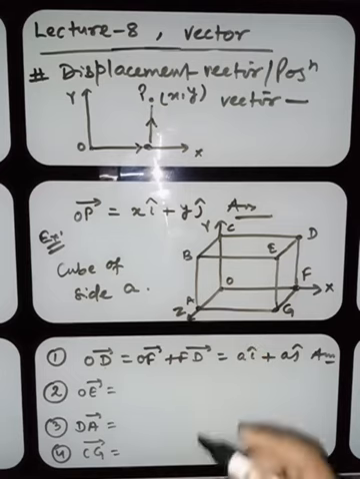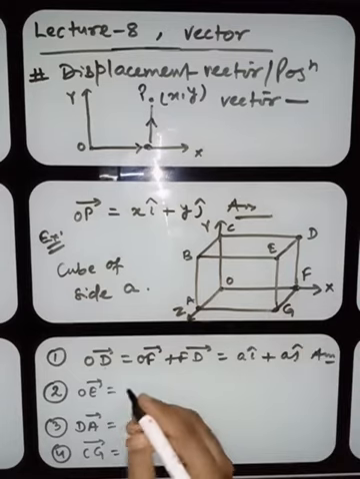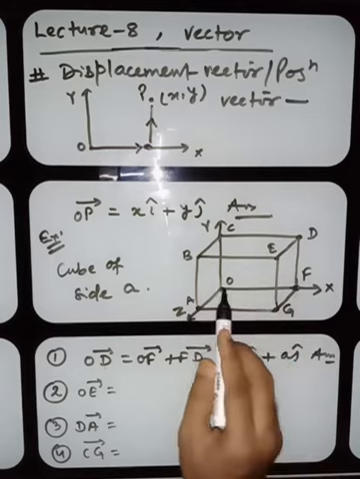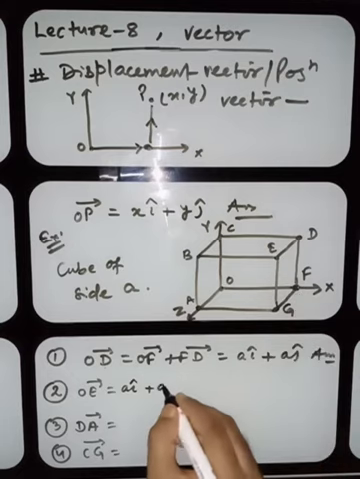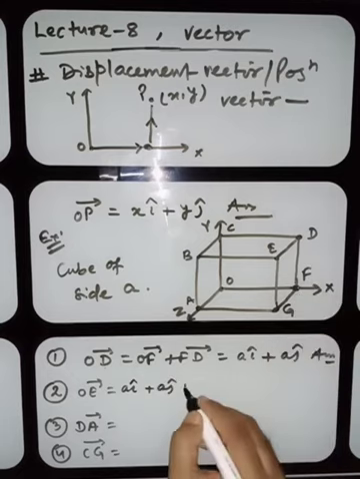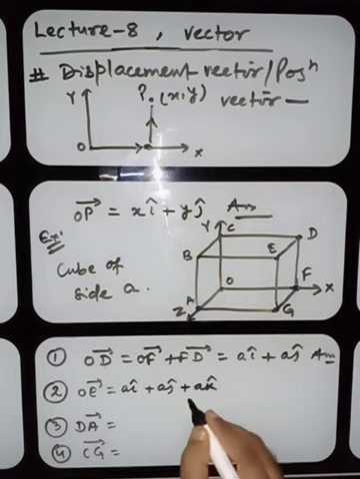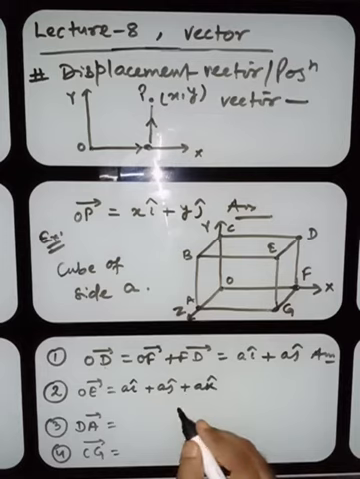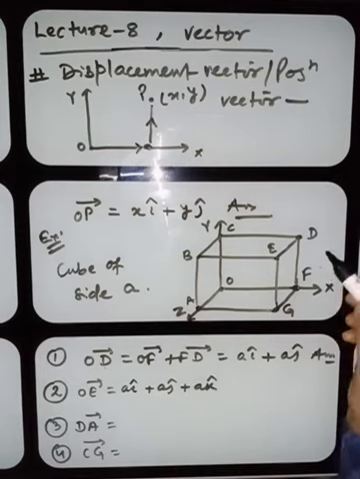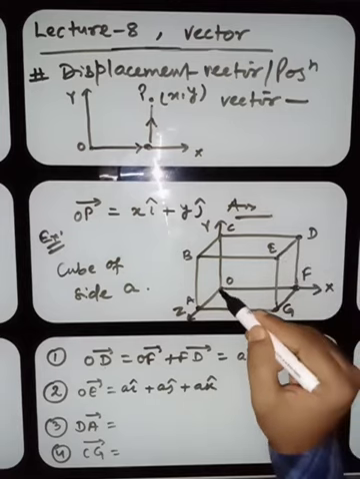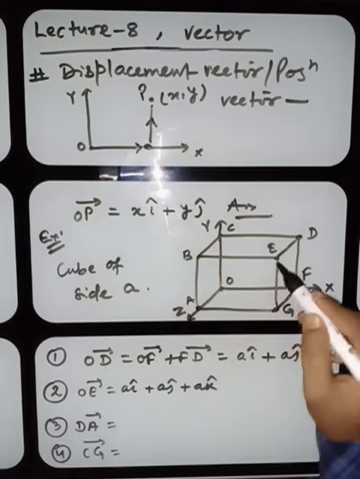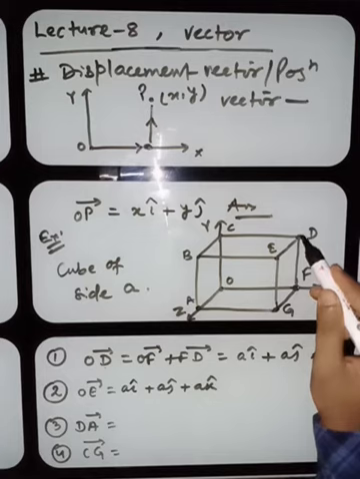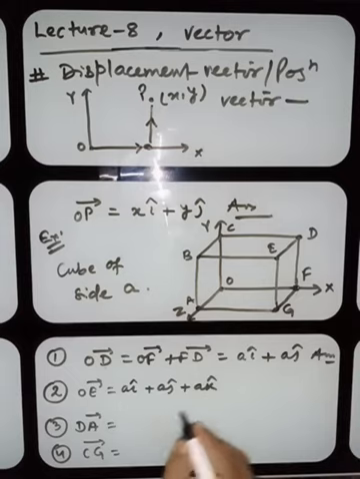Okay, now let me write the answer. OE. From O I have to move to E. So I move OF, it is a i, plus FD, it is a j, plus DE, so a k. Remember, it could be plus or minus, but I'm always writing plus because I'm moving towards the positive axis. If you're moving from D to E, look here, this is the z axis and this will be the positive k. If you need to move from E to D, then you will have to write minus k. Because I'm moving from D to E, that's why it is plus k. Now, this is the answer.